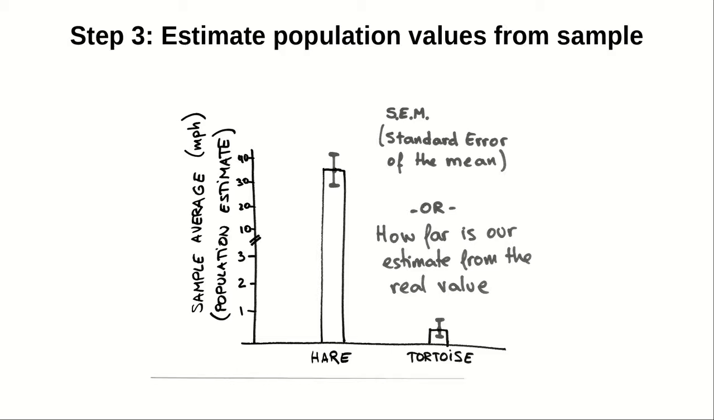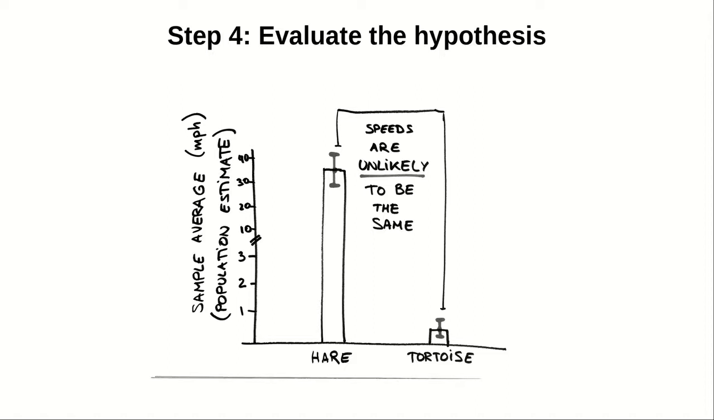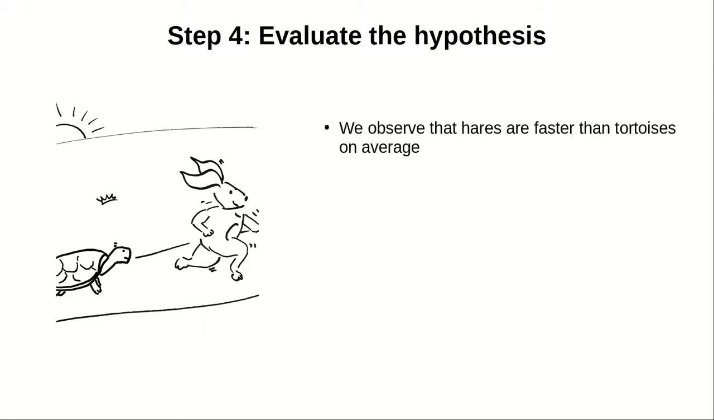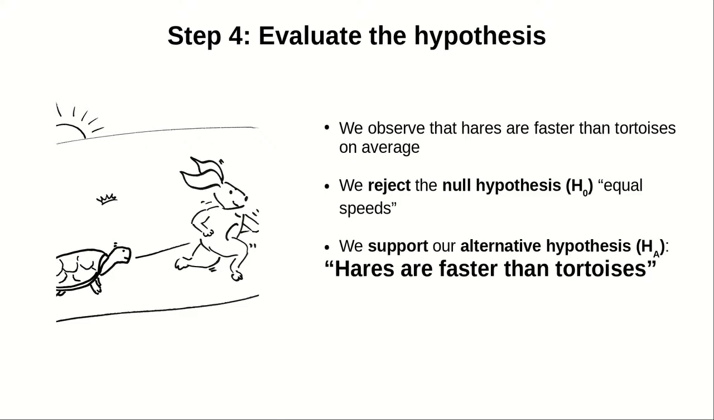Step number three, we evaluate the hypothesis. Speeds, according to this graph, are very unlikely to be the same. So we observe that hares are faster than tortoises on average. We reject the null hypothesis of equal speed, so we support our alternative hypothesis, hares are faster than tortoises. Remember, we do not prove hypotheses. We may reject the null hypothesis, and therefore we may support the alternative hypothesis.